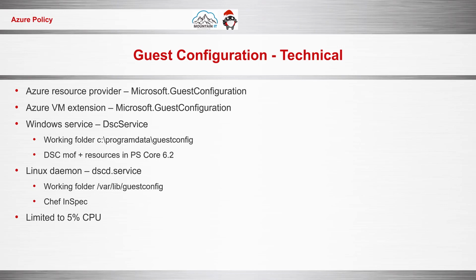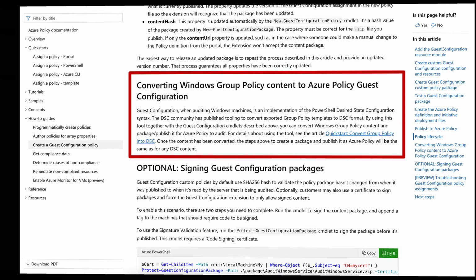So it's also working with the desired state configuration daemon that is getting the configurations, is processing them inside the virtual machine, and is doing whatever is necessary to make the machine compliant to all our rules. Those agents are limited to normally 5% CPU usage, so they won't crash your VM, they won't kill you. That's pretty straightforward. Now, I know everybody has built quite a lot of group policies.